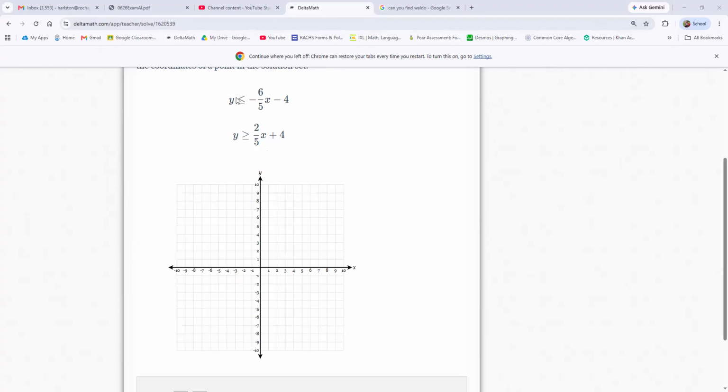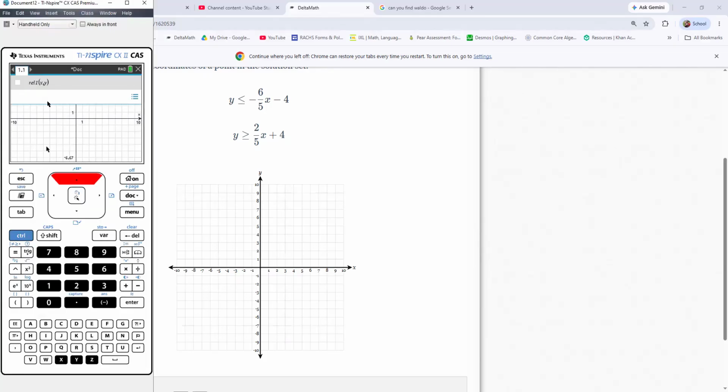So let's just go. First thing, I'm going to grab my calculator and go to functions, delete that, and put it in relation mode. Again, that's in the previous video if you don't know how to do that. And then I'm just going to type in the first inequality. So y is less than or equal to negative 6 over 5x minus 4.